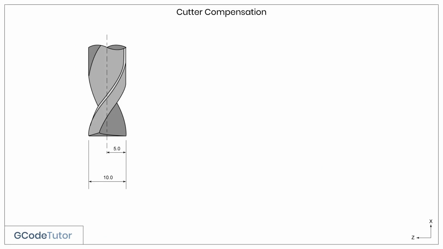When we're programming a part, it's better for us if we can program the actual dimensions on the drawing into the machine and not have to allow for the radius of the tool. To achieve that, we use something called cutter compensation, and this is how it works.